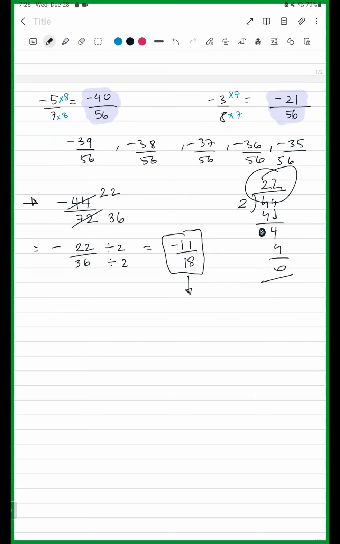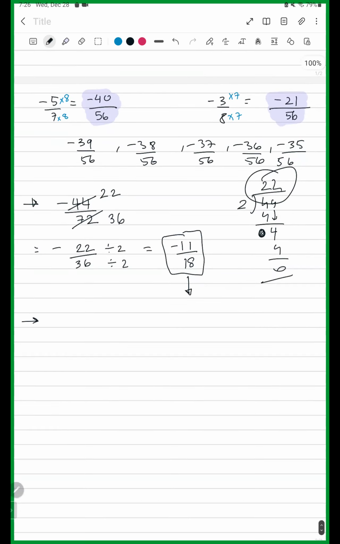So next. Arrange the following in ascending order. Hiba, what is ascending order? Small to big. Ascending, you can think of it like this, from smaller to bigger. Okay, this is ascending. The numbers are minus 1 by 3, minus 2 by 9, and minus 4 by 3.